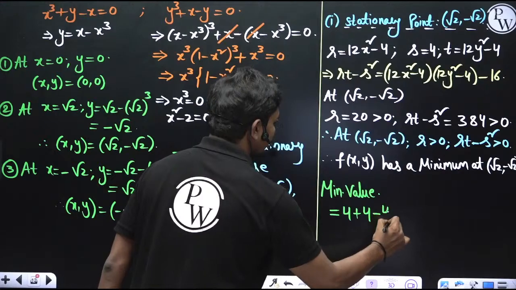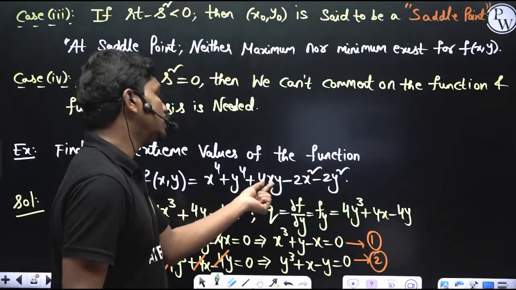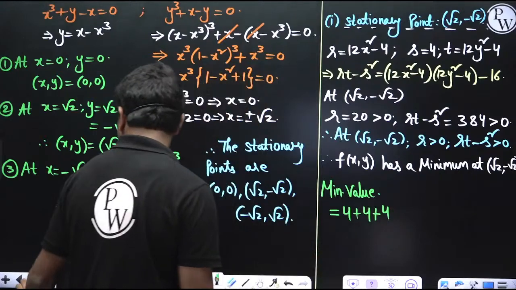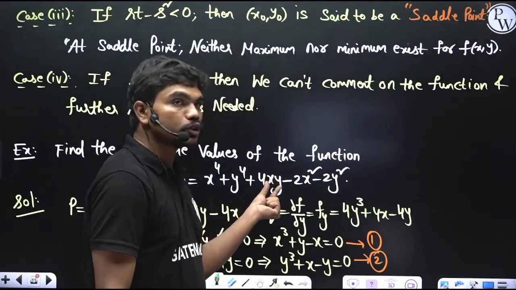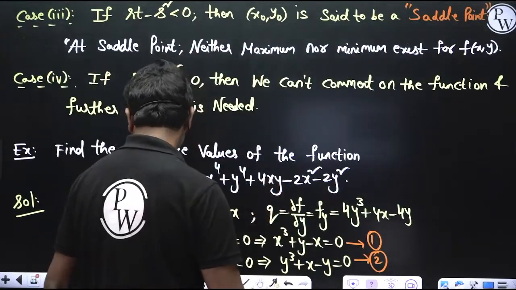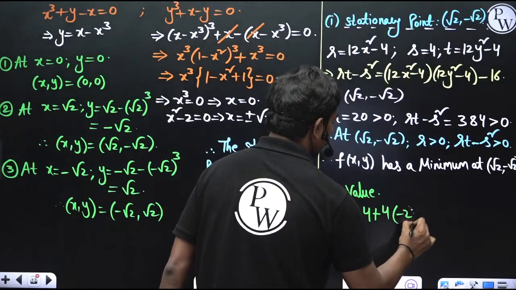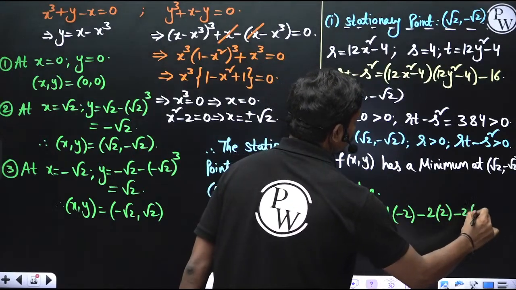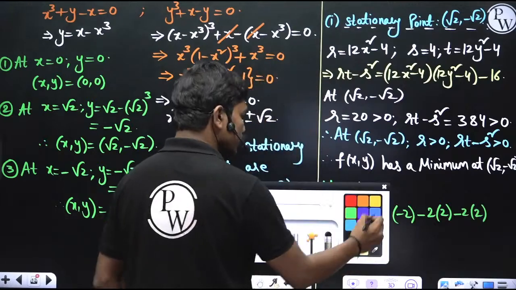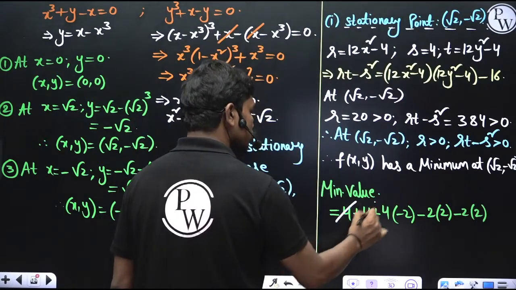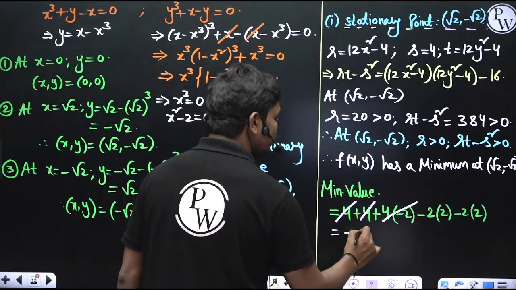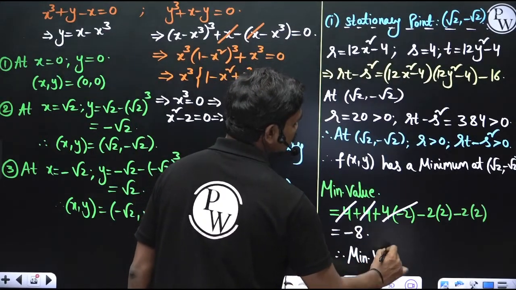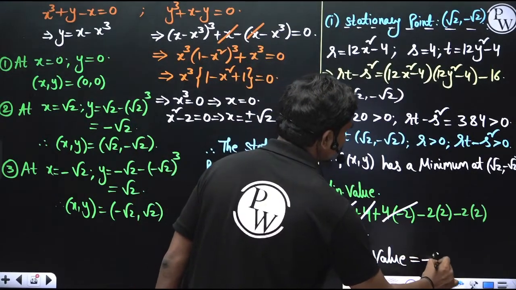Then minus 4 into xy. So x is plus root 2. Okay, plus 4xy, so plus into 4. Then x is root 2, y is minus root 2. So root 2 into minus root 2 gives you minus 2. So this is minus 2, of course, minus 2x square minus 2y square actually here. So if you simplify this, then ultimately 4, 4, 8 gets cancelled. So this is minus 8. So therefore, minimum value of this function is equal to minus 8 actually in this case.